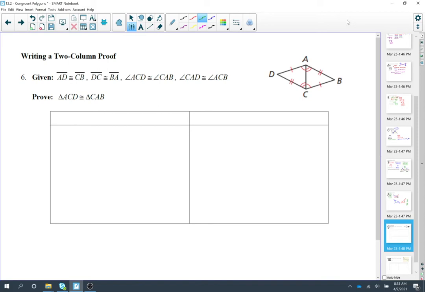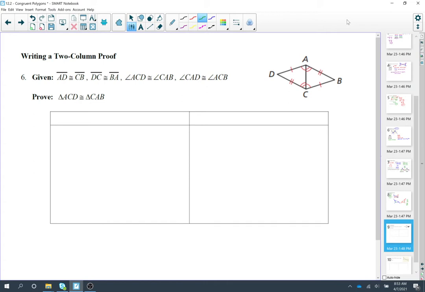Writing a two-column proof, example 6. So, taking into account the figure, we are given that AD is congruent to CB. If you take a look at that, they both have one tick mark. We're also given that DC is congruent to BA. Both of those in the diagram have two tick marks.